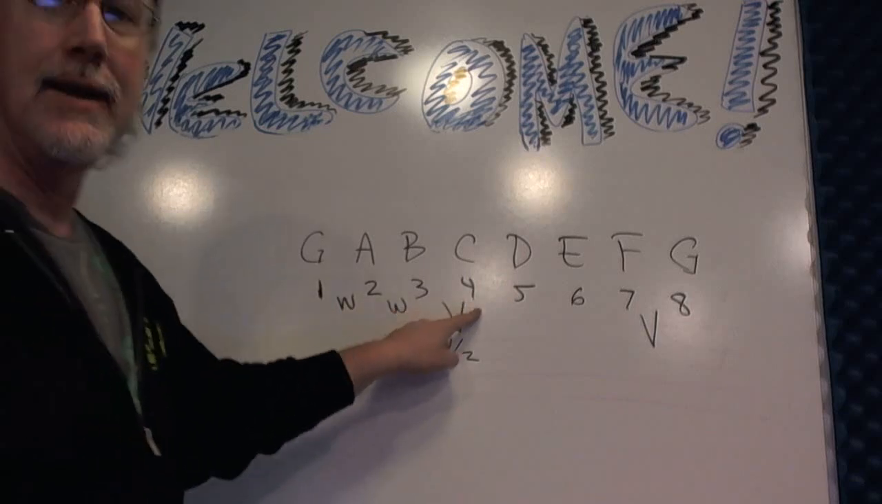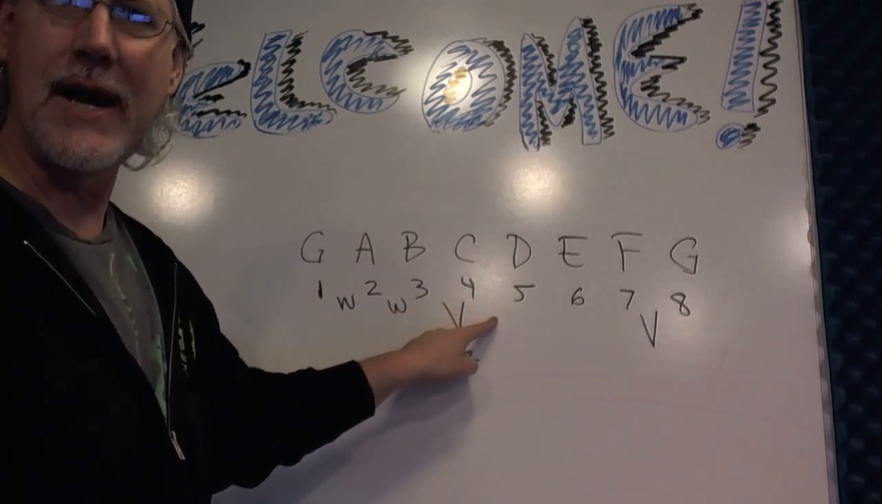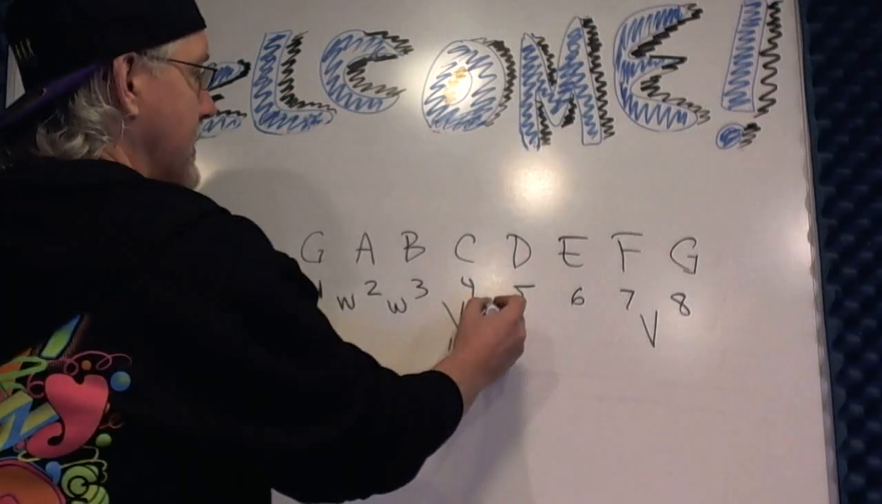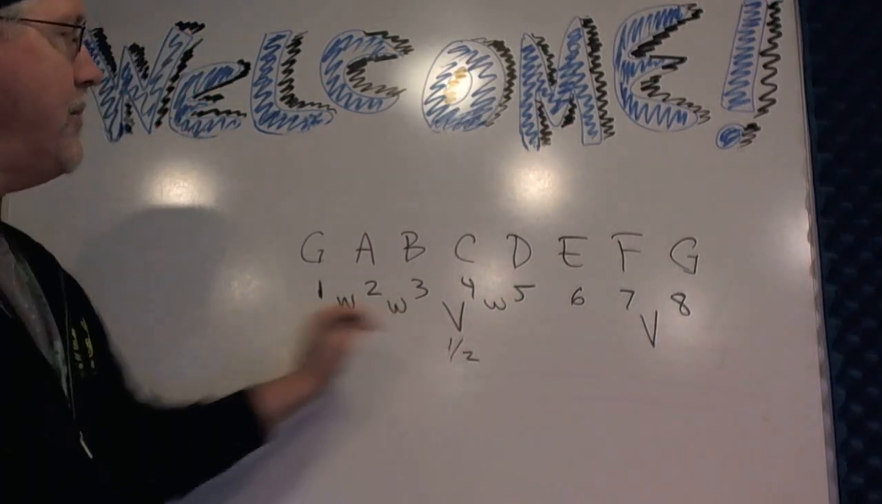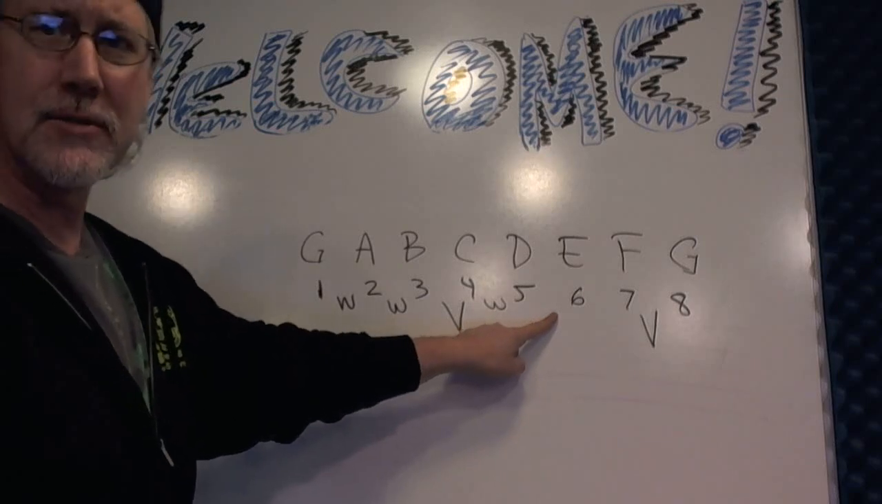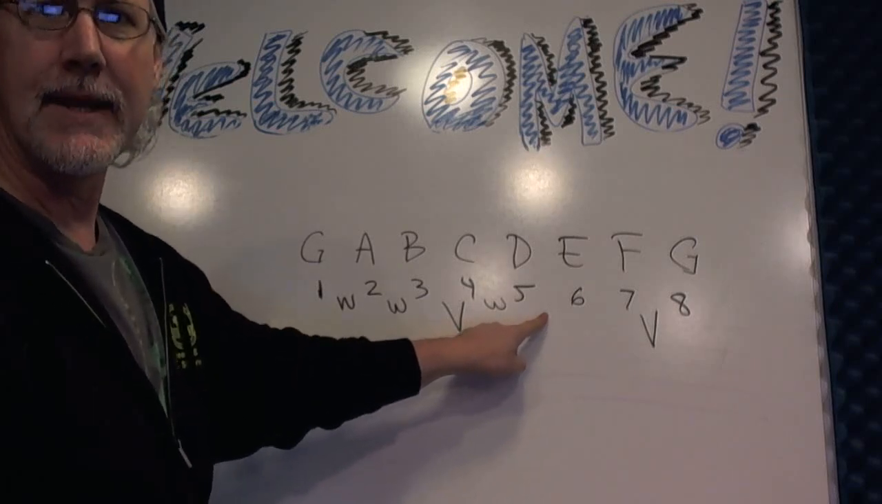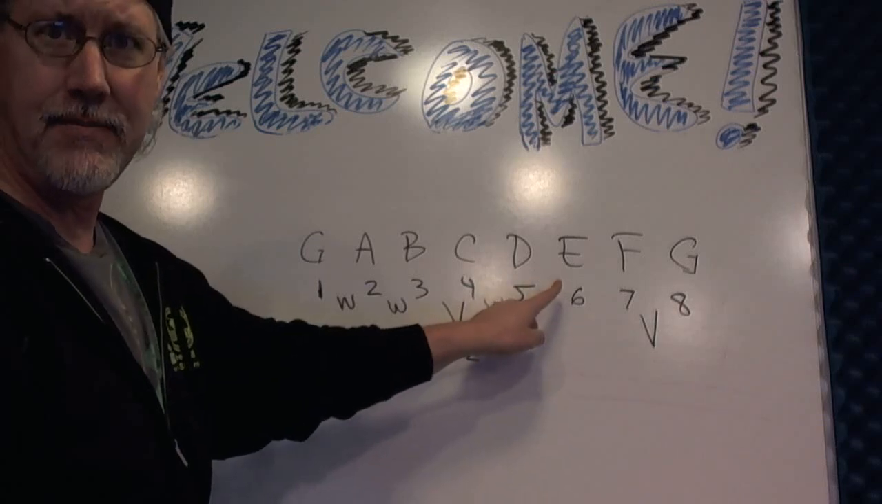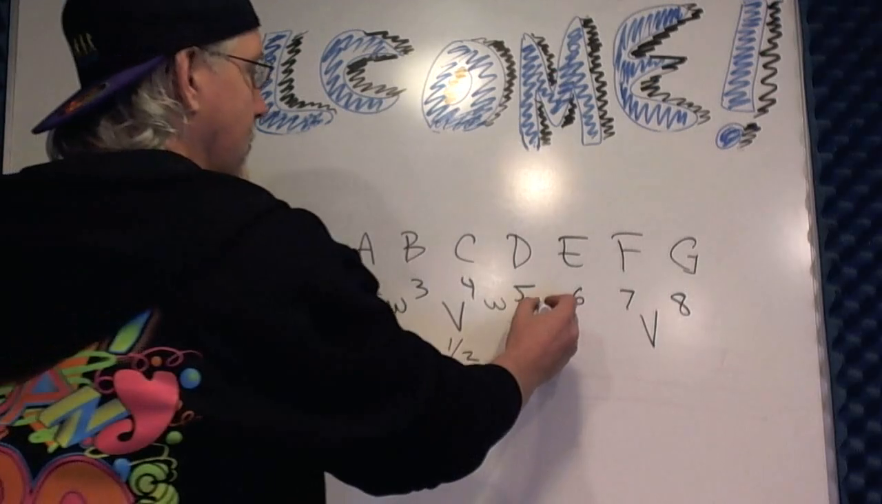Now I'm on C. C to D, is that a whole step or a half step? C to D is a whole step. Okay, so I'm going to put a W here, and it's working for our pattern so far. D to E, 5 to 6. Is that supposed to be a whole step or a half step? It's supposed to be a whole step, and is it? D to E, is that a whole step? Yes, it is. Okay, so we're working okay.